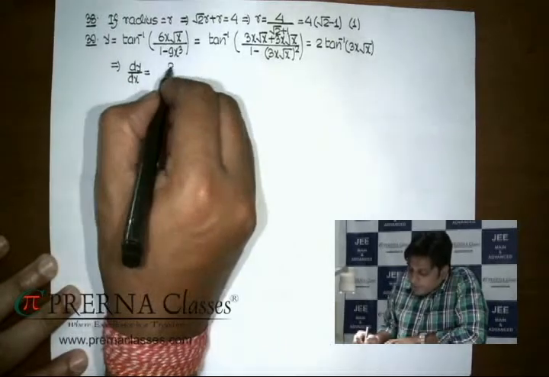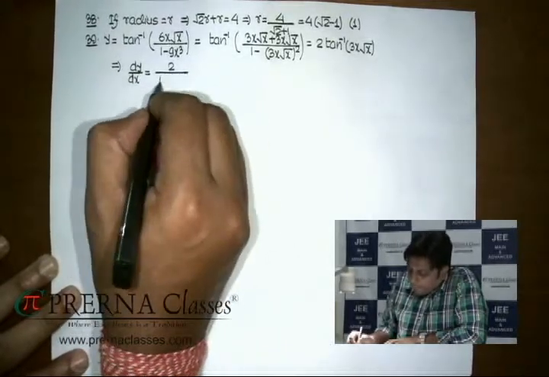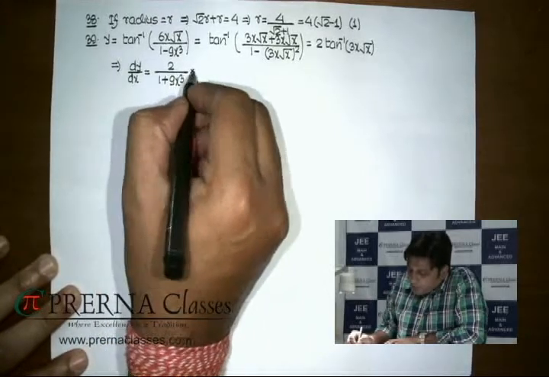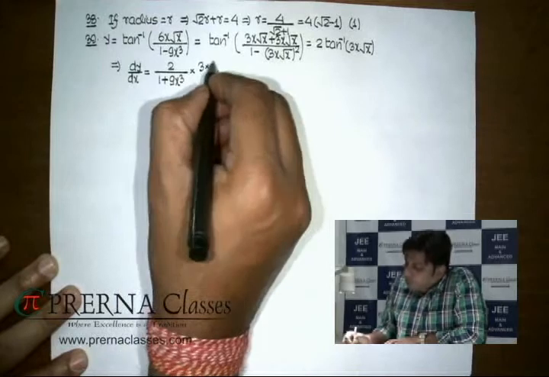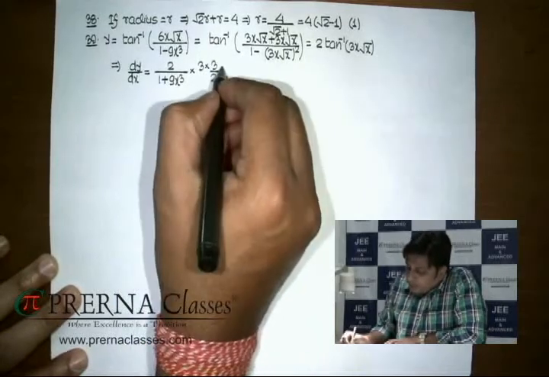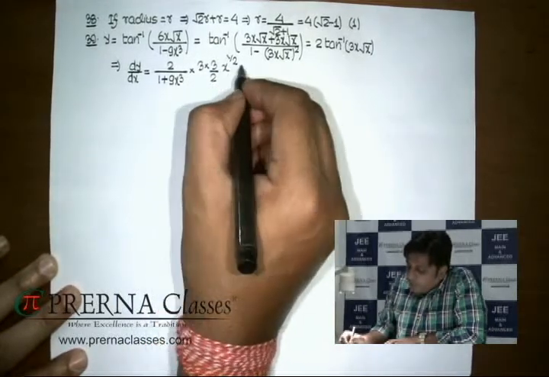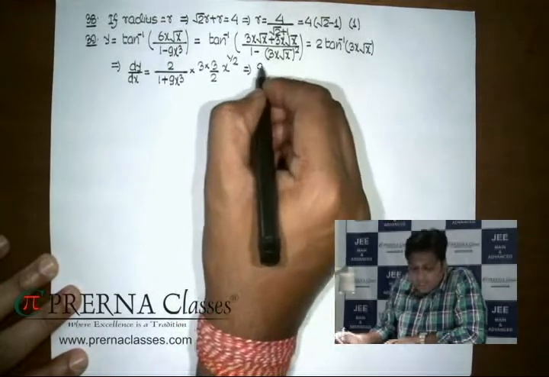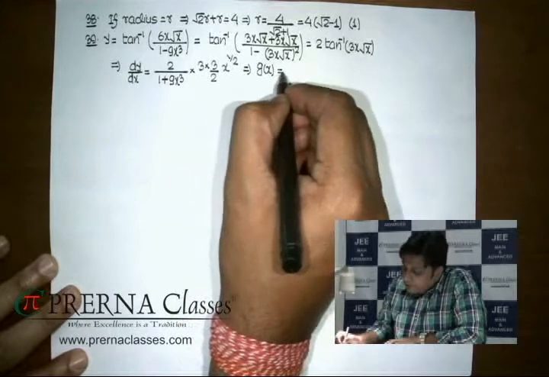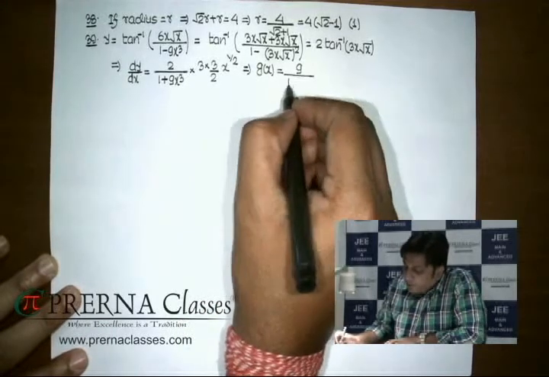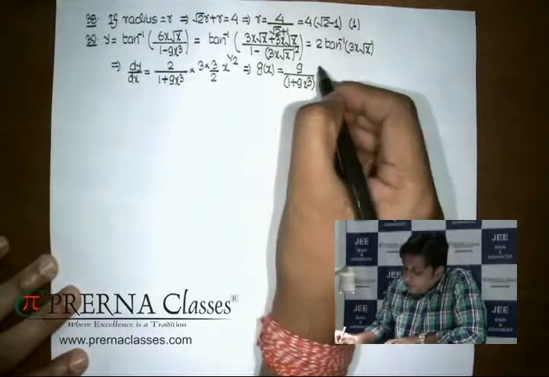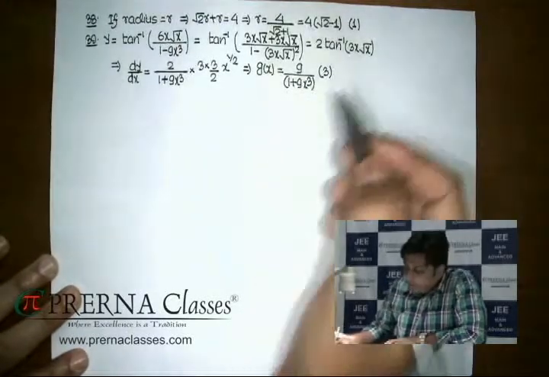dy by dx is going to match with 2 by 1 plus 9x cube, that into 3 into 3 by 2 into x to the power of 1 by 2. Clearly we can check that in this case the quantity g of x is going to match with 9 by 1 plus 9x cube. Option 3 then is the correct answer for this question.